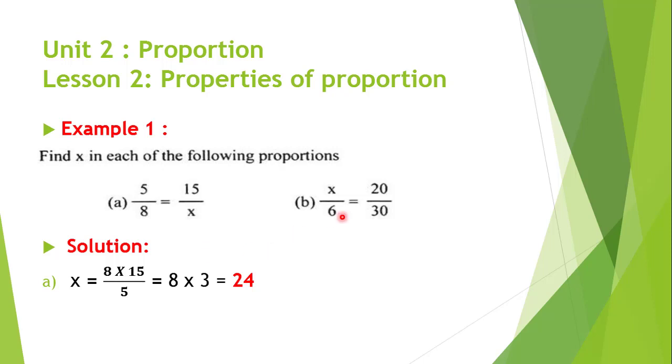What about b? In the same way, we divide 30 by 5 equals 6, so divide 20 by 5 equals 4. This is the first way. By the second way, x equals 6 times 20 over 30, which equals 4. You can solve it any way you want.